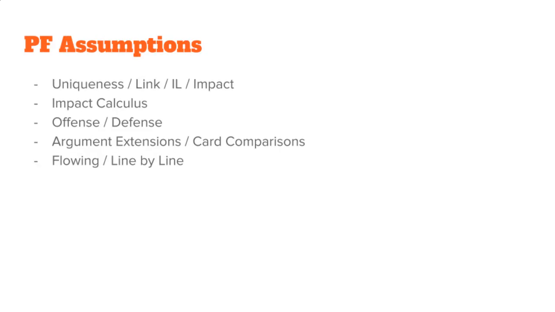Real quick, if you did PF, some of these things you might know, and we'll have a little bit more advanced spins on them. You should know uniqueness, link, internal link, and impact, which we talked about when diagnosing aff cases. You were able to figure that out on the AFF 1AC. You should know basic impact calculus, and remember the difference between offense and defense, which we'll go through in detail today. Also, from previous classes, you should remember what an argument extension and card comparison are. Those are also core concepts, as is flowing line by line, things we're slowly getting better at the more we practice, but that come from PF land for you all.